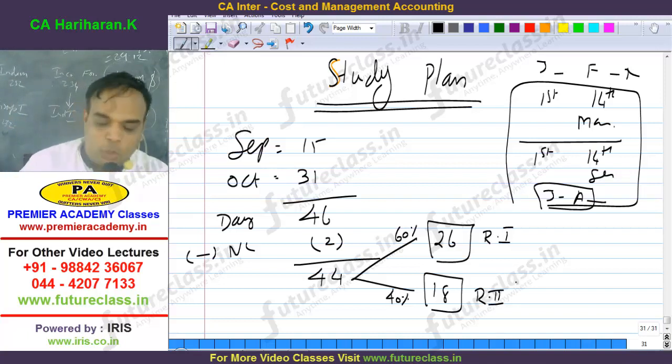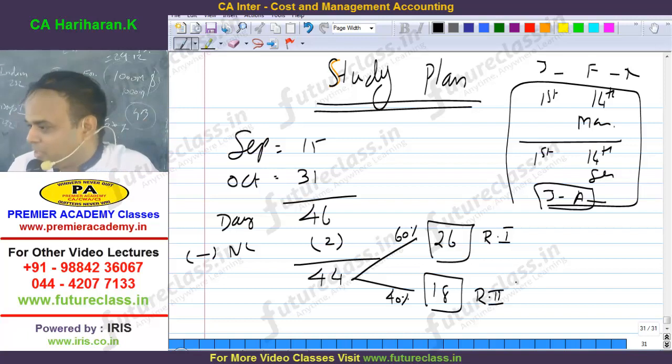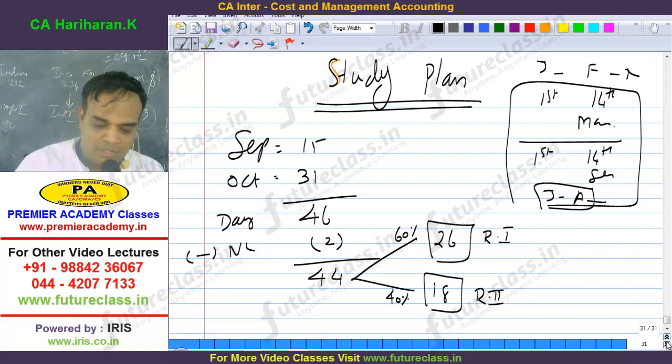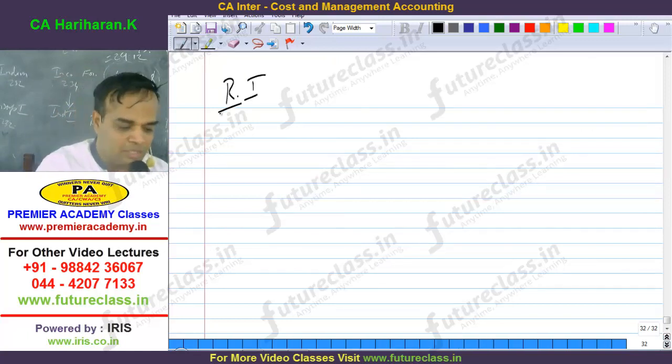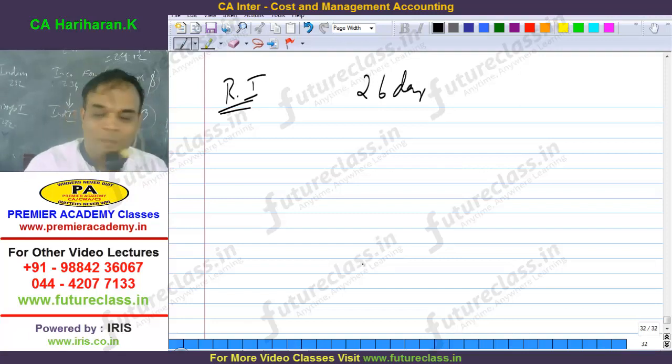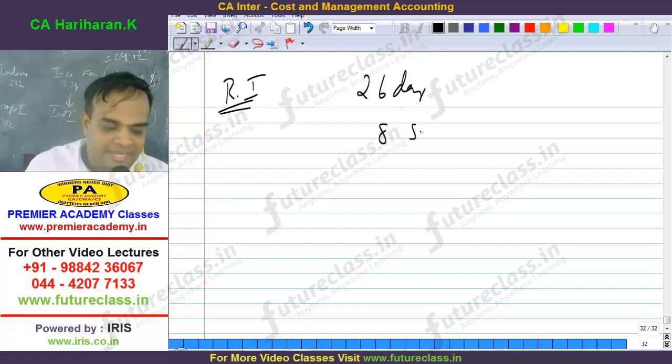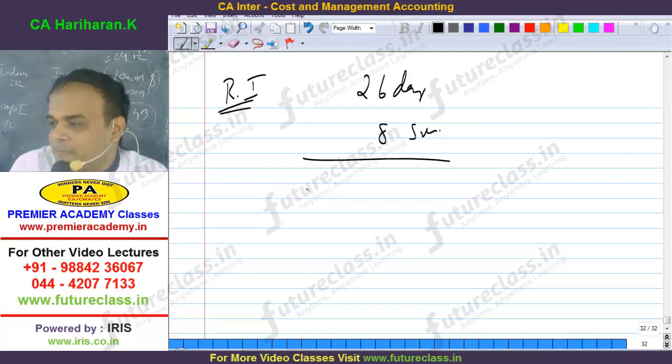Therefore, you have 26 days in your hand for preparation. The second revision is for what? Last minute preparation. So for revision 1, the number of days available in your hand comes to 26 days. How many subjects are there? 7 or 8 subjects as the case may be. You can take 8 subjects as a basis. Therefore, per subject, how many days do you have in your hand?